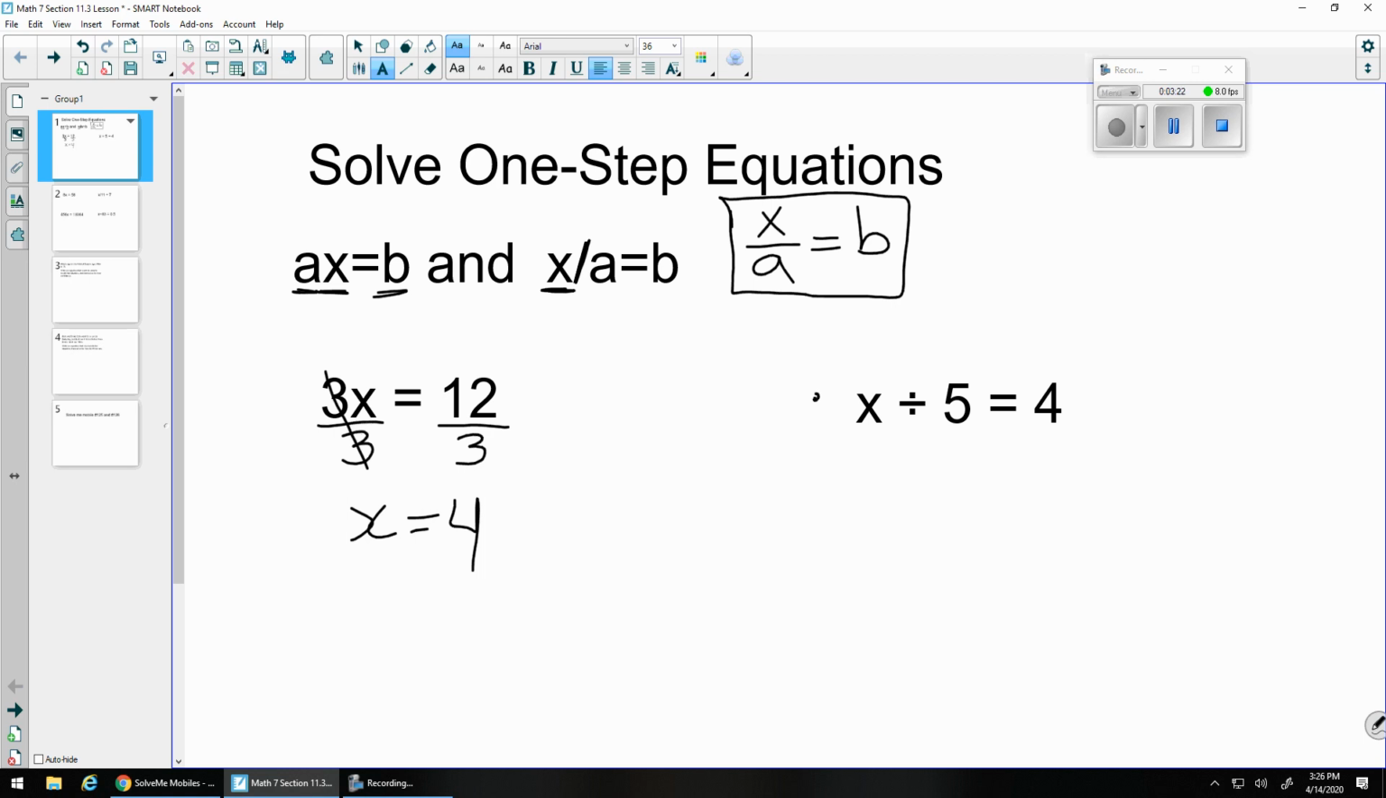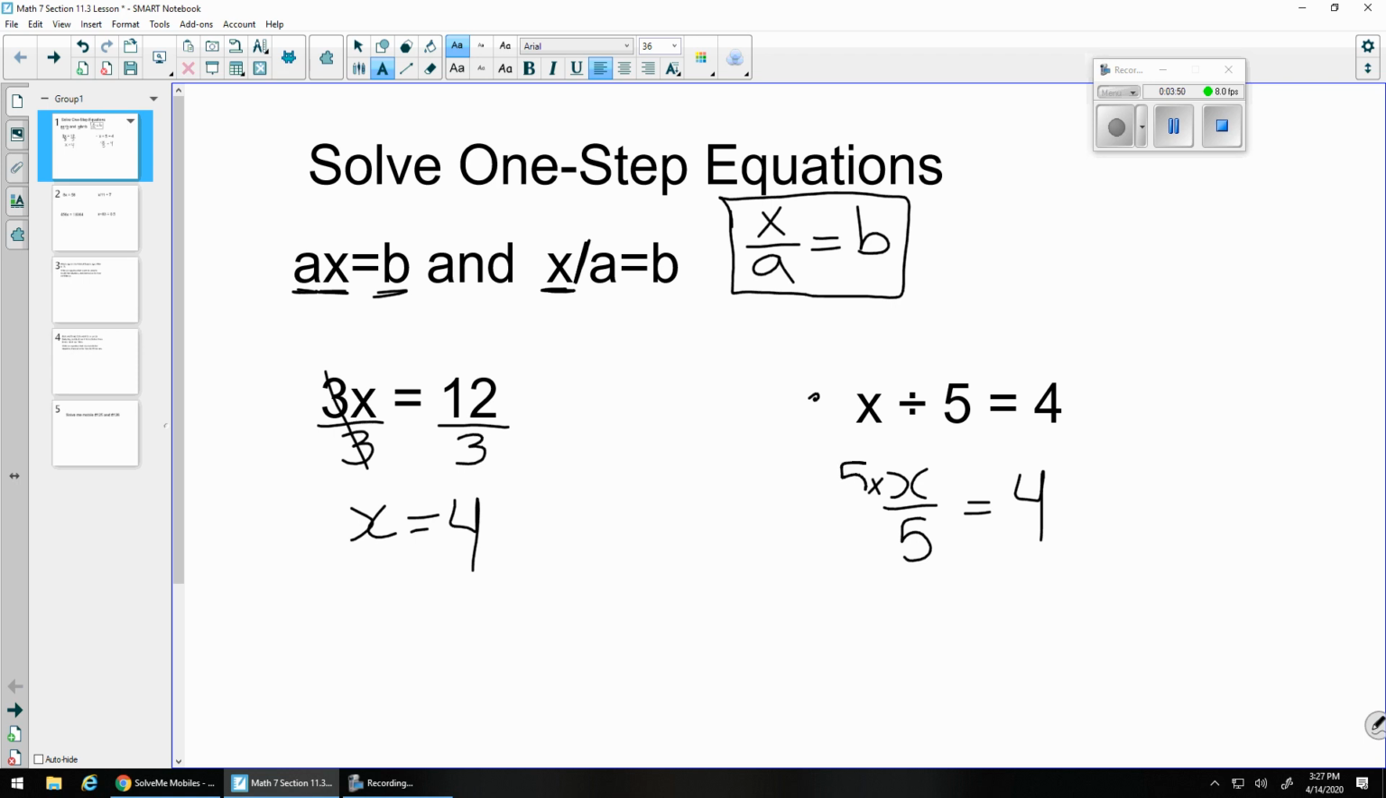So let's look at this problem. I have x divided by 5, which is equal to 4. I'm going to rewrite it as x over 5 equal to 4, because that's how it will usually be written. So x is being divided by 5, that's equal to 4. So I want to do the opposite of what's being done to my variable, which is dividing. Multiplication is the opposite of division. So I'm going to multiply by 5.